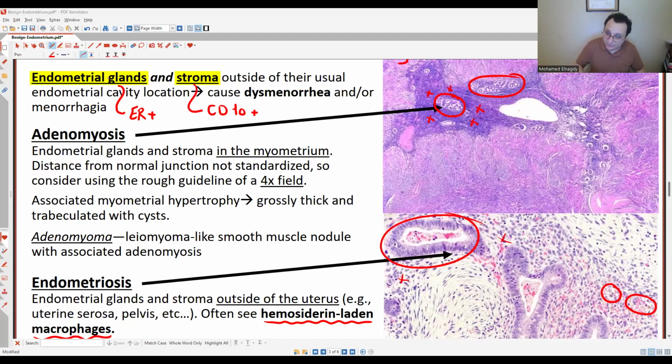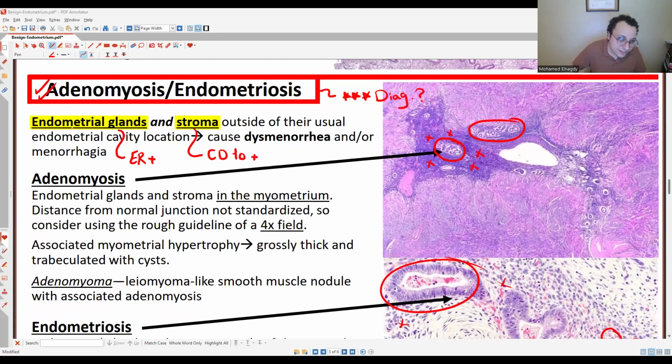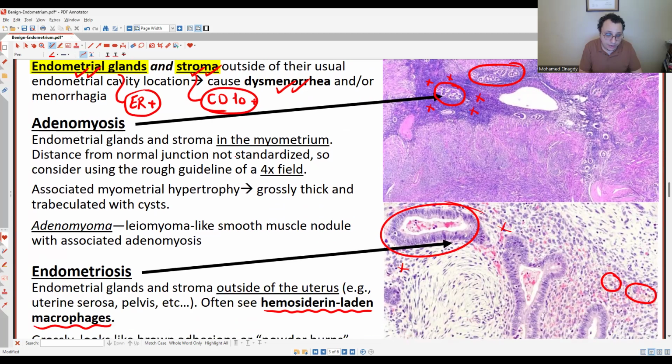So in endometriosis, we have endometrial glands and endometrial stroma causing some kind of pain with the menstrual cycle. That's what we call dysmenorrhea. Endometrial glands can be highlighted by ER, and endometrial stroma can be highlighted by CD10.